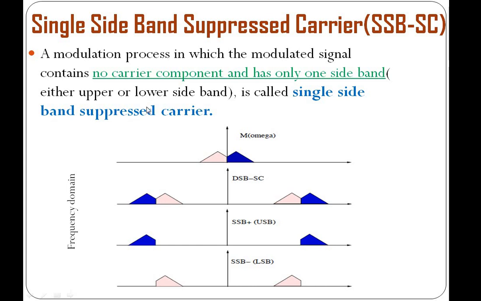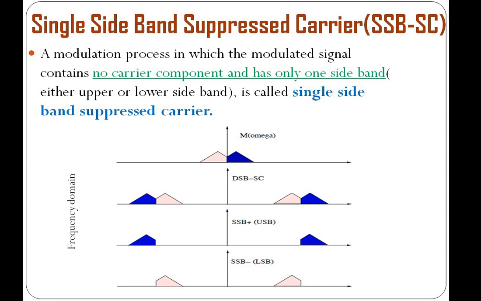That kind of modulation is called single sideband modulation. The modulation process in which the modulated signal you are giving to the receiver has only one sideband, either upper or lower depending upon the receiver, and no carrier component, is called single sideband modulation.